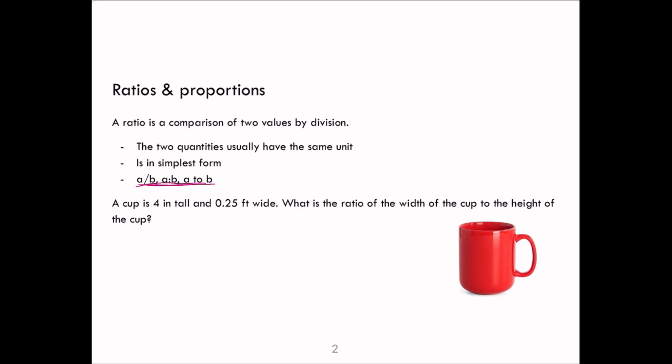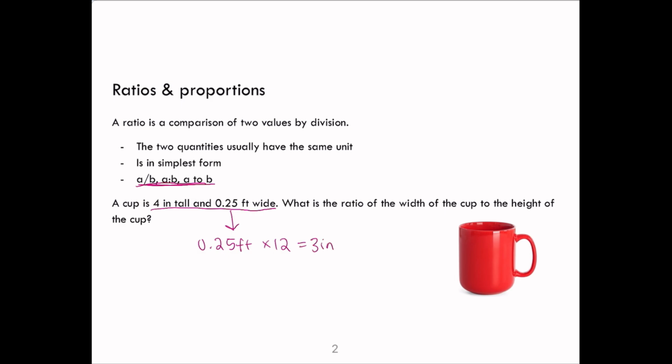A cup is 4 inches tall and 0.25 feet wide. What is the ratio of the width of the cup to the height of the cup? We have to make sure that these two quantities are the same unit. The easiest way to do that is just to convert 0.25 feet into inches. So to do that, we just need to multiply by 12 to get 3 inches.